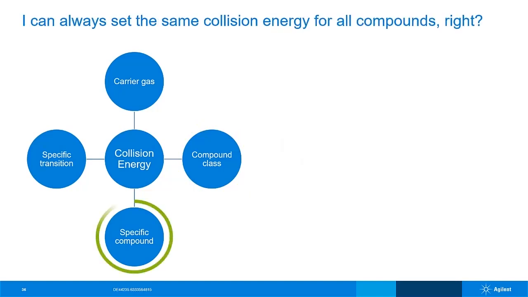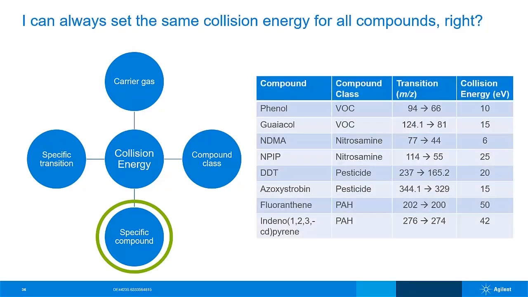The next question might be, if the compounds are in the same compound class, can they all be fragmented with the same collision energy? So let's look at the table on the right for some examples from volatile organic compounds to PAHs. And you can quickly see the answer is no. Each compound has different collision energies, even inside the same compound class.